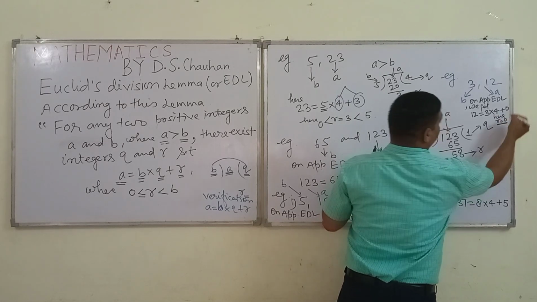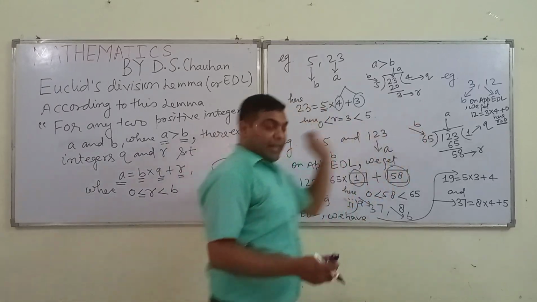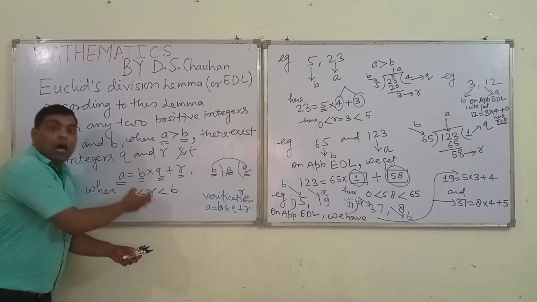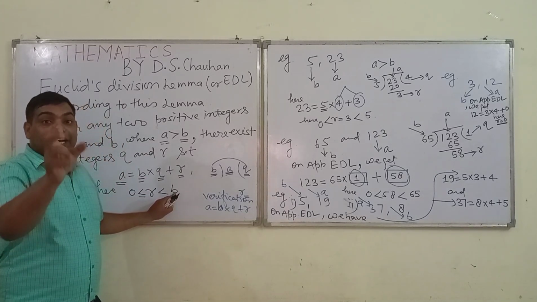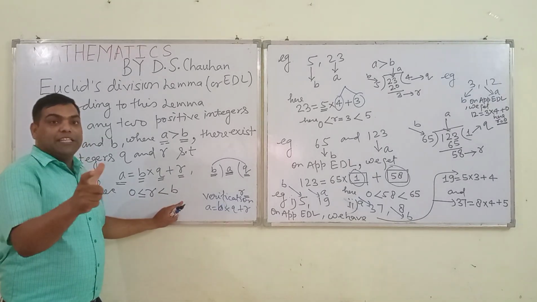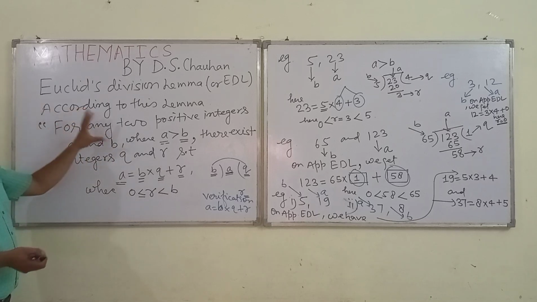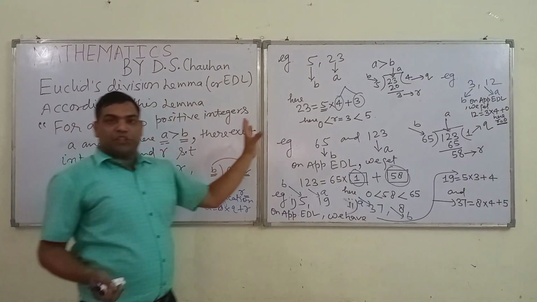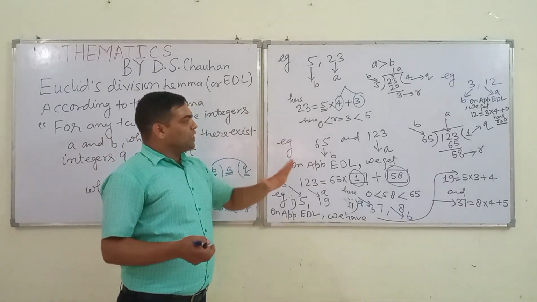Here, students, the remainder is 0. In the range of the remainder, it is clear that either the remainder will be 0 or greater than 0, but always it will be less than the divisor. I hope whatever I have described under Euclid division lemma is clear to all my students easily.